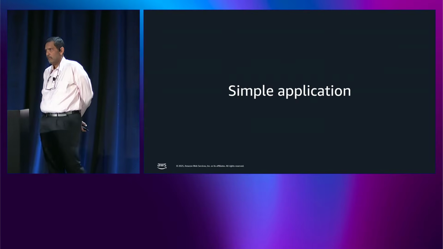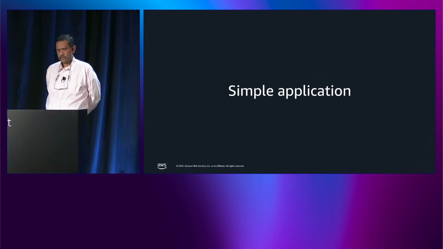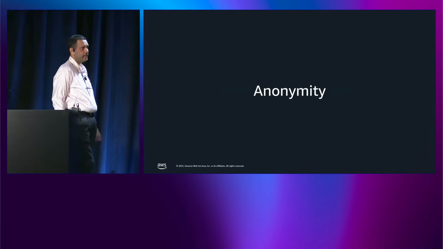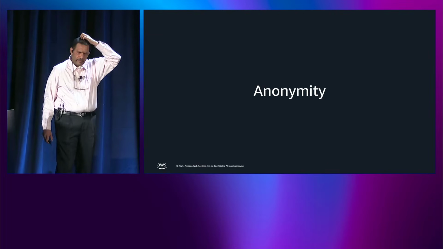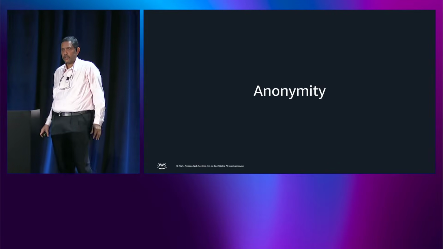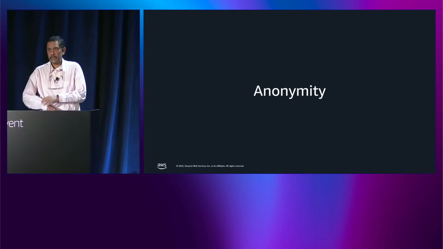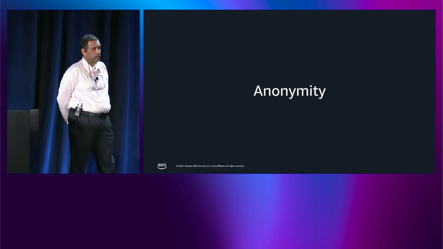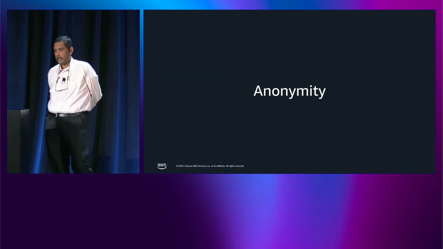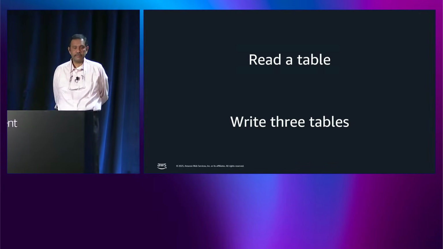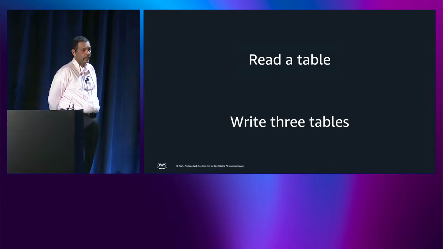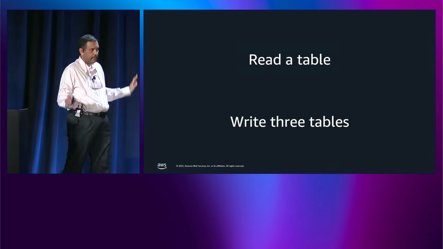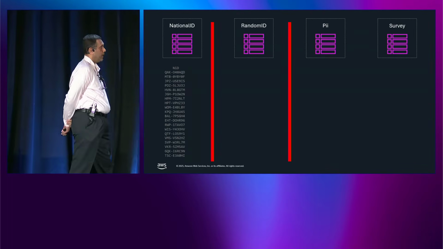So we dug into it, we asked them, what's your application? It's a very straightforward application, and to understand this application, I'm going to describe the application almost exactly the way in which it is. The most important thing to understand is anonymity was really important in this application, so keep that in mind. So the workflow itself is very straightforward. They're going to read a table, and they're going to write 3 tables. That's it. All right, what are these tables?